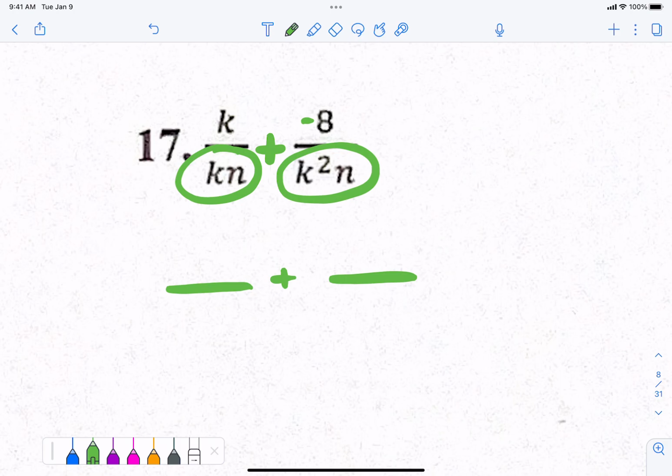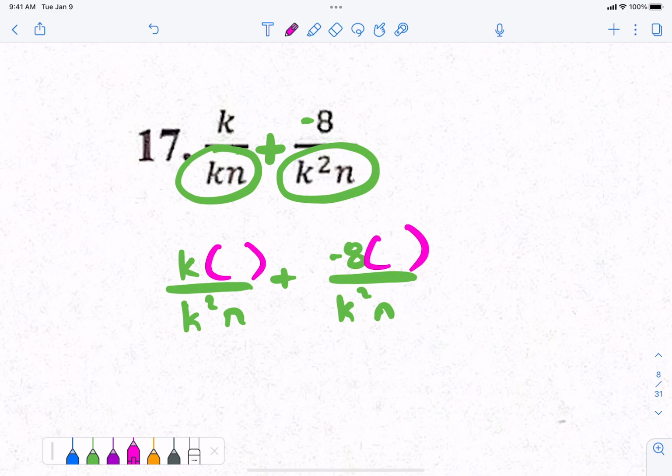Okay? All right. Starting with K's, I just go across the board. How many K's will I need? 2. I need 2 K's, right? How many N's will I need? Just 1. Does this fit into there? Yeah. Does this fit into there? You betcha. Okay? Got it? We got a K here and a minus 8 here, and we're going to multiply by what he needs.